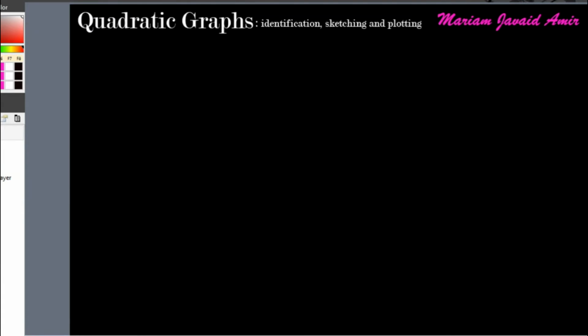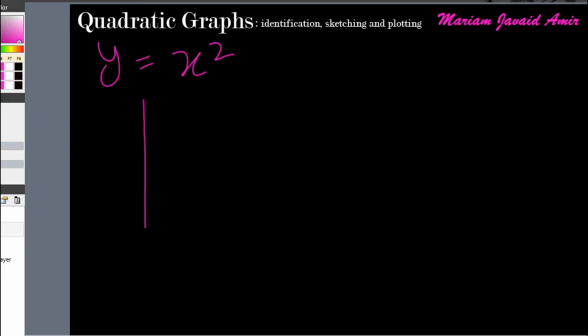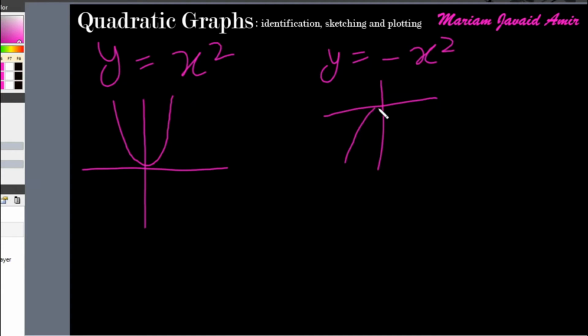Okay, coming to the quadratic graphs. For a quadratic equation y equals x square, the graph is supposed to look like this. It will be a U-shaped graph. For the equation y equals minus x square, the graph is supposed to look like this. It's an inverted U graph.